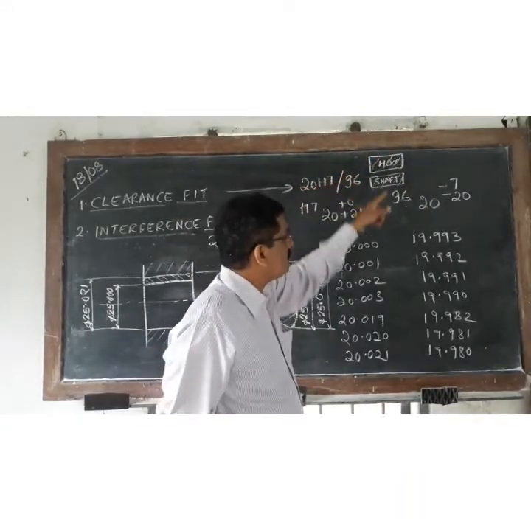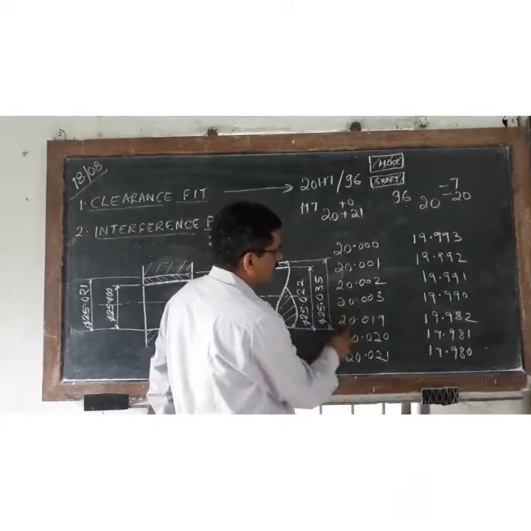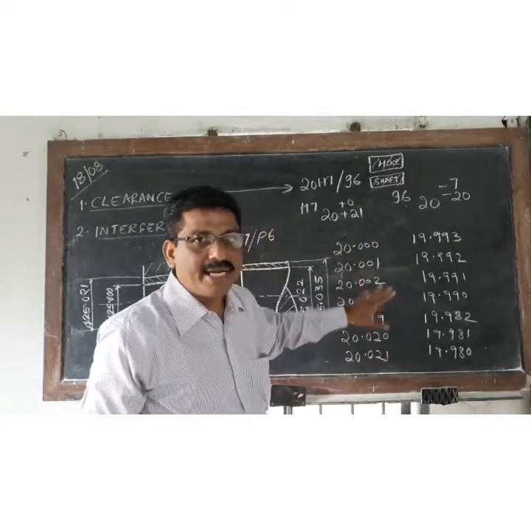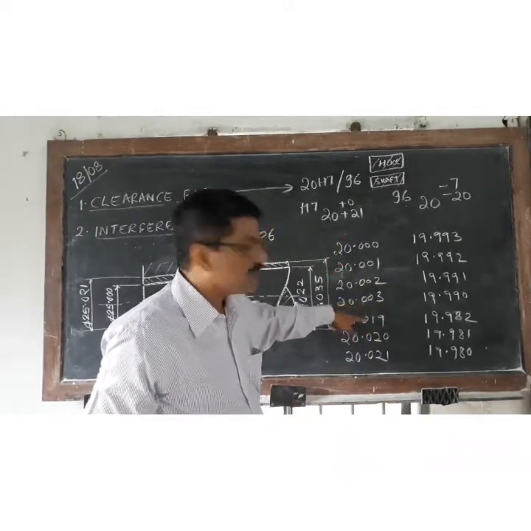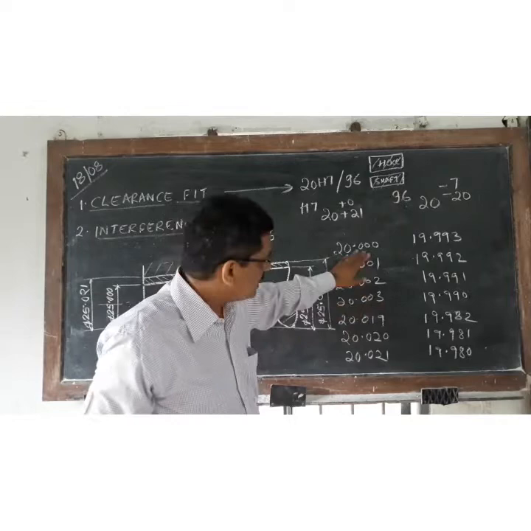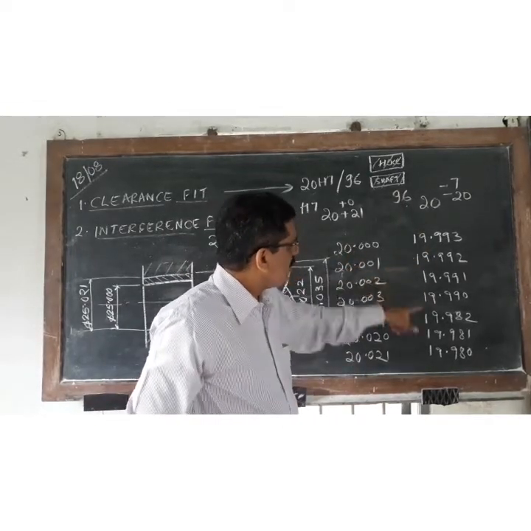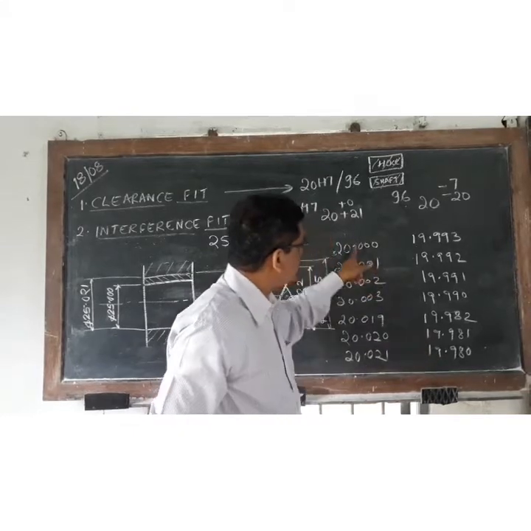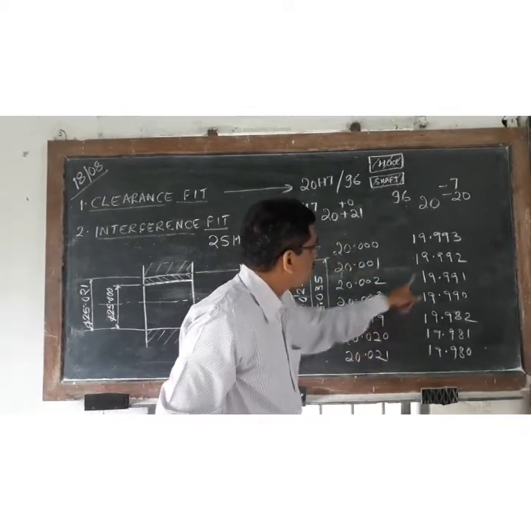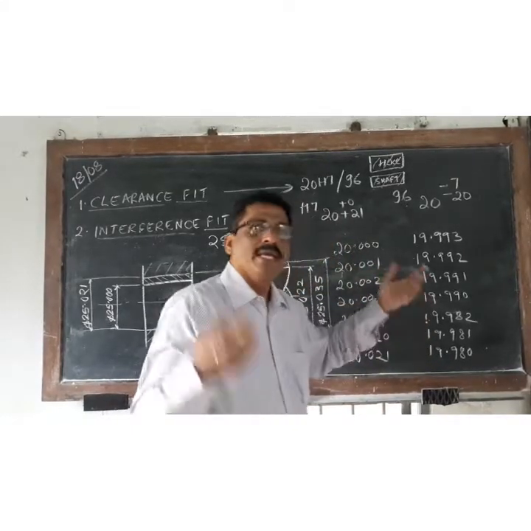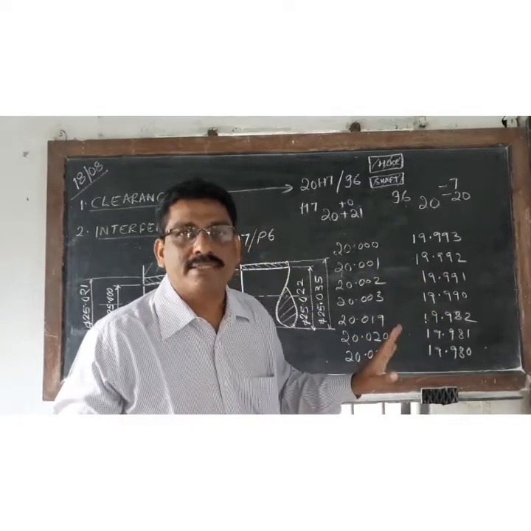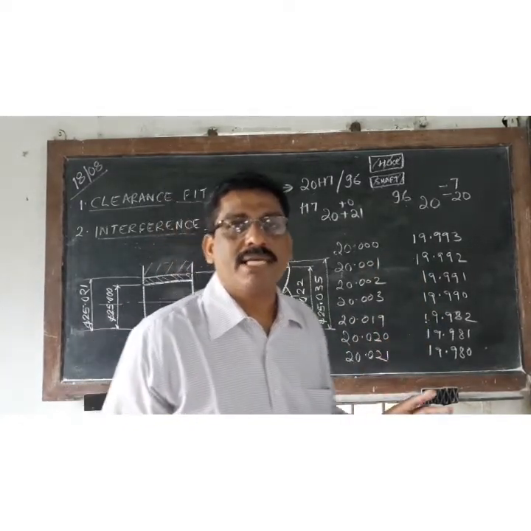Here in all the combinations I didn't write everything. Up here 0.003, again 0.004, 0.005, 0.006, like that it is coming up to 0.021. Any combination you can do, this and this, or this and this. Whatever you do, there is a clearance. That is why it is called a clearance fit.